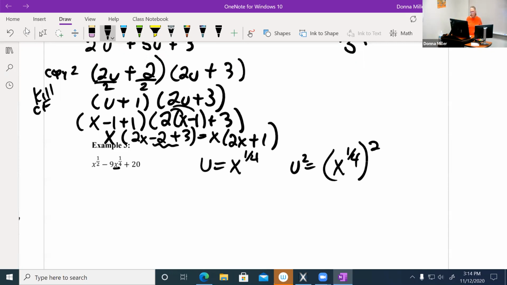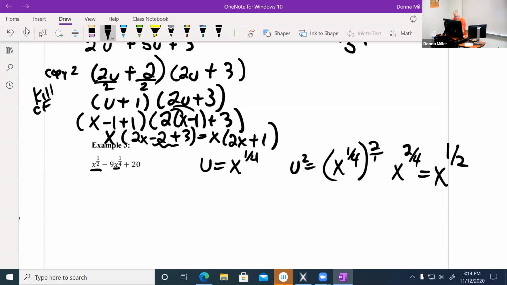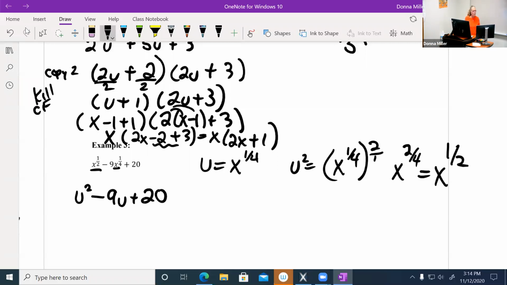All right, well, those are exponent rules. So I have a power to a power, I multiply them, right? That's on my test tomorrow. So 2 times 1/4, I could do it on a calculator, or I could just simply do it. It's x to the 2/4, so I just multiply the tops and the bottoms. It's x to the 1/2. So guess what? There's my u squared right there. Okay, so that substitution will work. All right, so x to the 1/2 is u squared, and then minus 9u plus 20. Once I have that substitution, I'm good, right? And now I can factor.